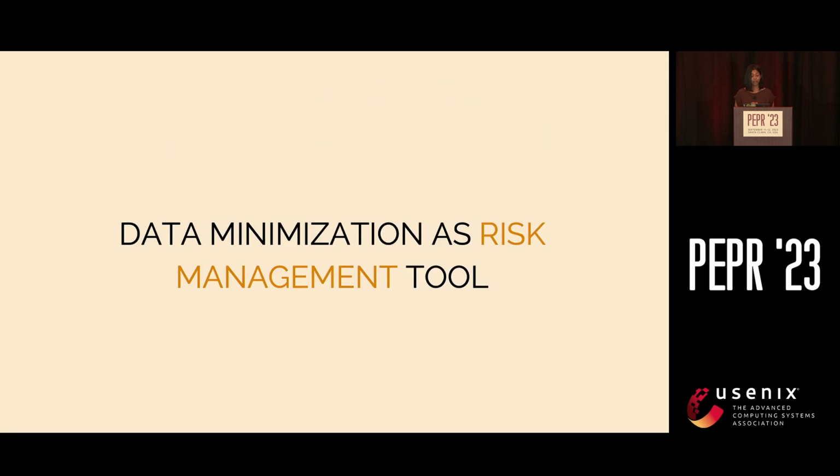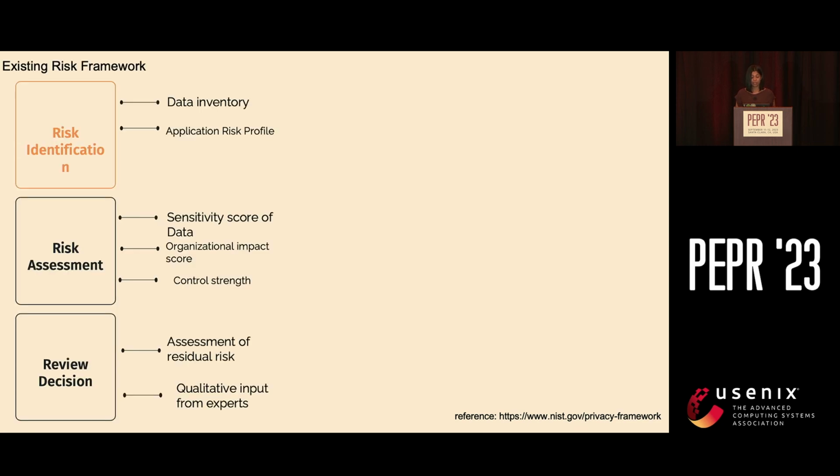Another way to think about data minimization could be as a risk management framework, balancing the value of data-driven services for individuals and in enterprise. This is a very generalized version of a risk framework, which can vary in different contexts. Generally, it has maybe these stages, starting with risk identification, where there is data inventory and application risk profile, and then the risk assessment phase, including the sensitivity score of data, organization impact score, and pre-existing control strength to mitigate the real or hypothetical risk. And then the review decision, including automated assessment of residual risk, as well as some expert input.